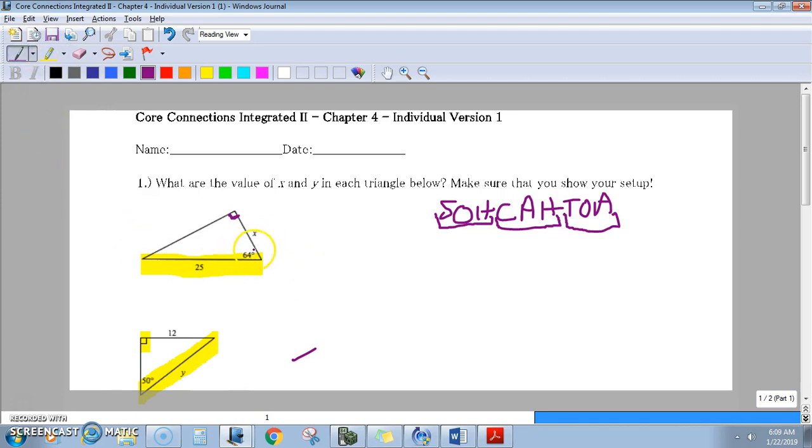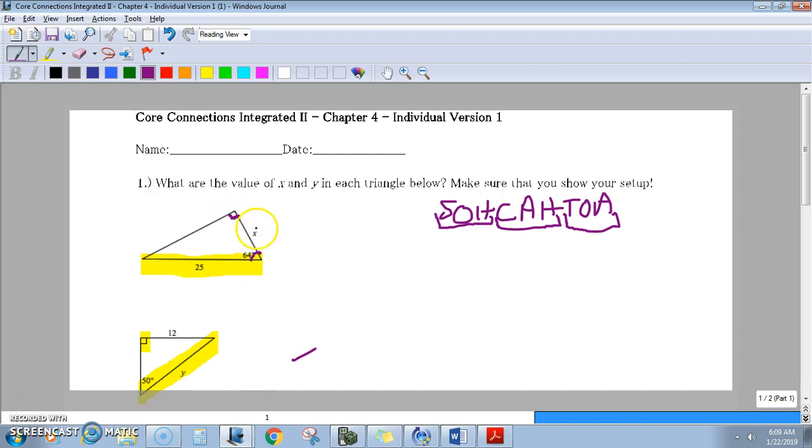And then you've got to be careful. You've got to look at what we're given, because the opposite and the adjacent sides are going to be different depending on which angle you're given. So if we're looking at angle 64 degrees right here, we have the hypotenuse, right? We have the hypotenuse for both of them.